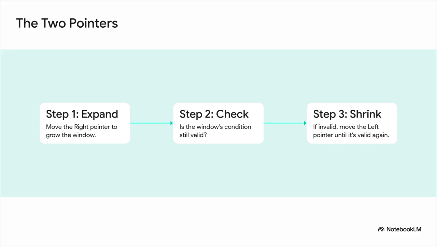The whole thing is driven by 2 pointers, a left one and a right one, that mark our window's boundaries. It's kind of like a dance. First, you expand the window by pushing that right pointer out, adding new elements. You keep doing this as long as your condition is met. But the second you add an element that breaks the rule, you stop expanding. Now you have to start shrinking from the left, moving the left pointer in until the window is valid again. It's this constant rhythm of expand, check, shrink.